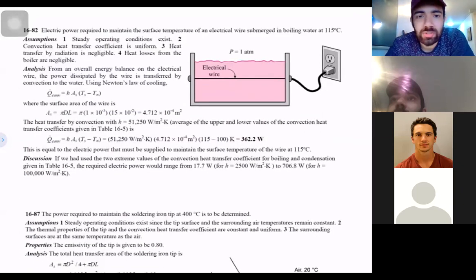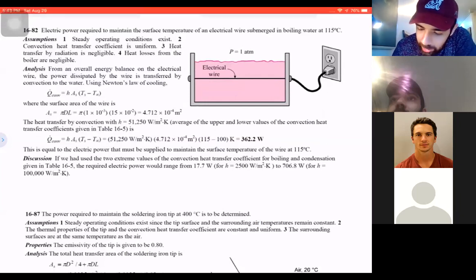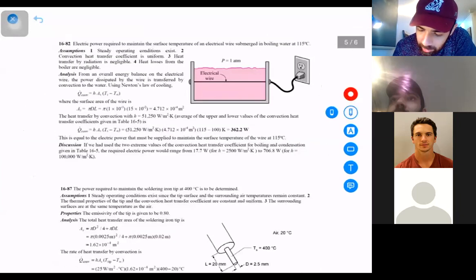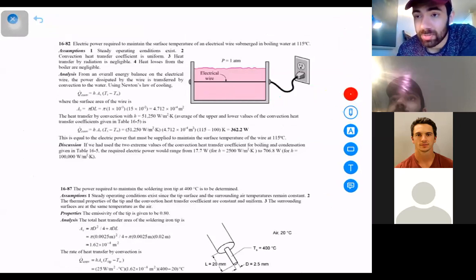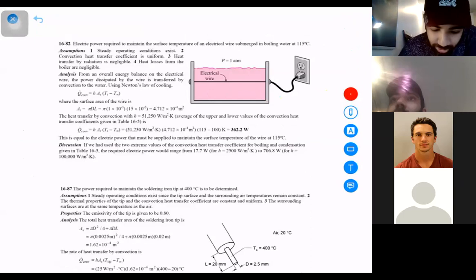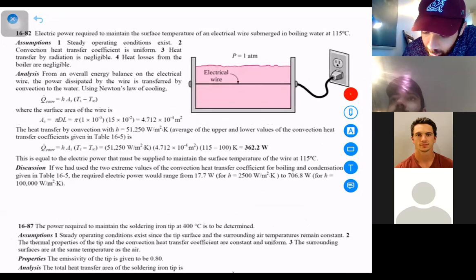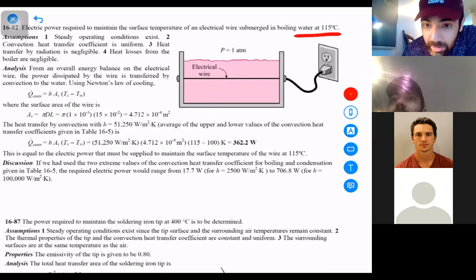So the first question is telling me that an electrical power, let me use my pen here. The bad thing is my pen is very wide. I cannot write very sharply. So an electrical power is required to maintain the surface temperature of an electrical wire submerged in boiling water at 115 degrees Celsius.